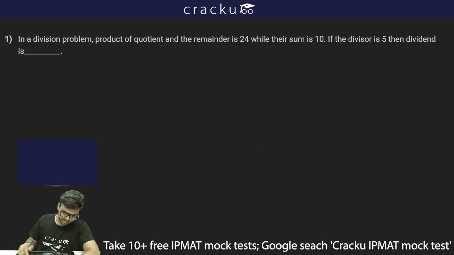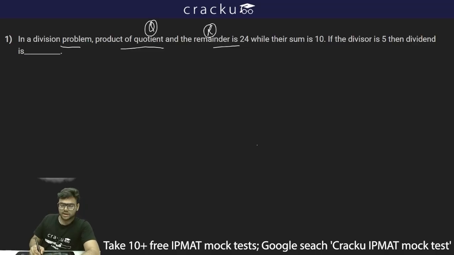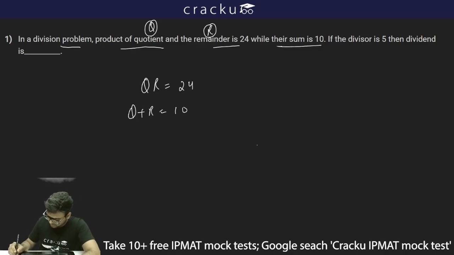So in the first problem, it is saying in a division problem, the product of quotient and the remainder is 24. So let's say quotient is Q, remainder is R. So the product of quotient and remainder is 24, so Q into R is equal to 24, while the sum is 10, so Q plus R is equal to 10. If the divisor is 5, let's say the divisor is represented by dr, then the dividend, which is dd, we have to find out.